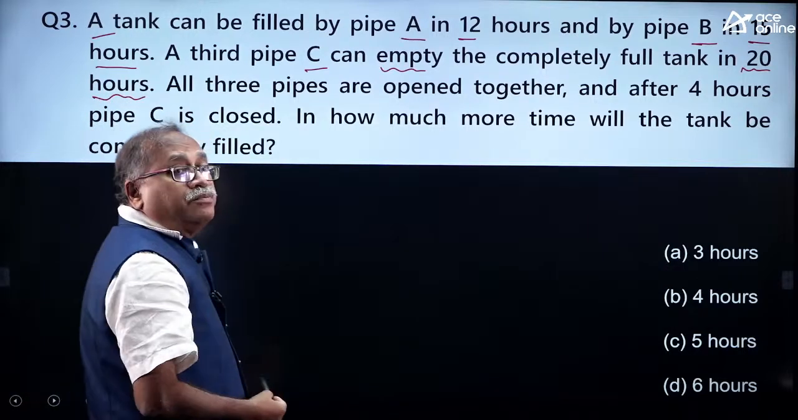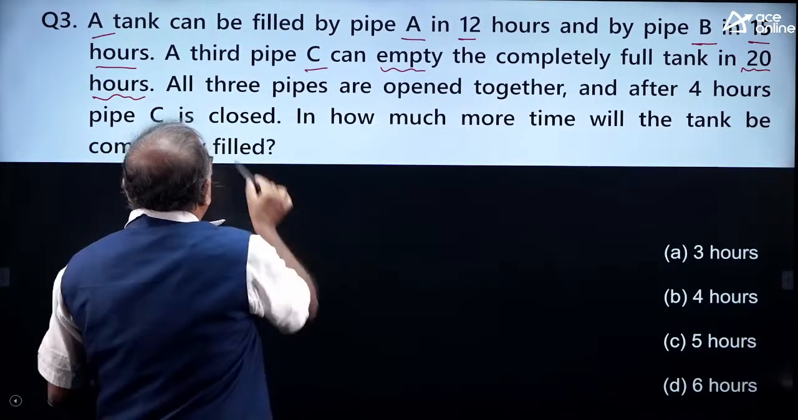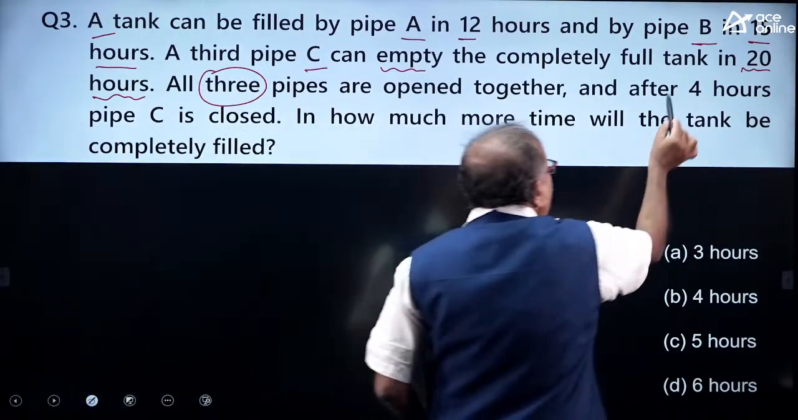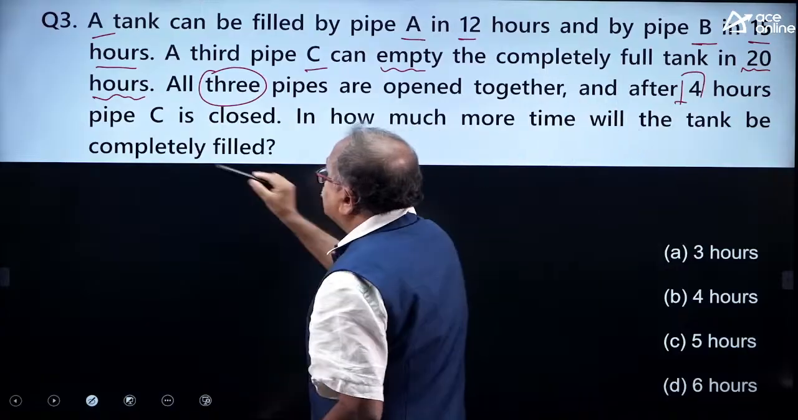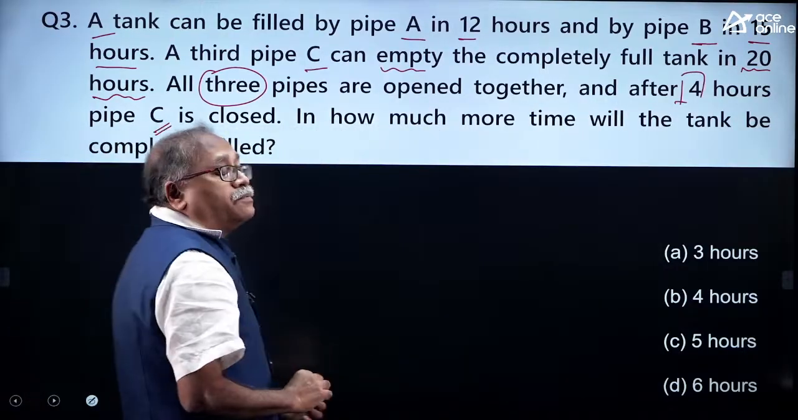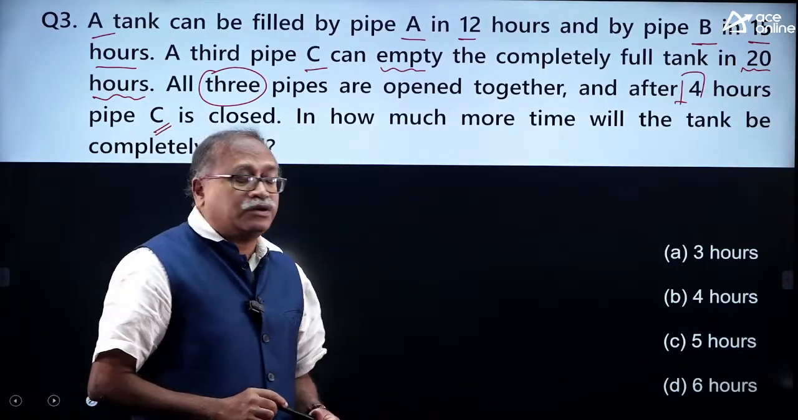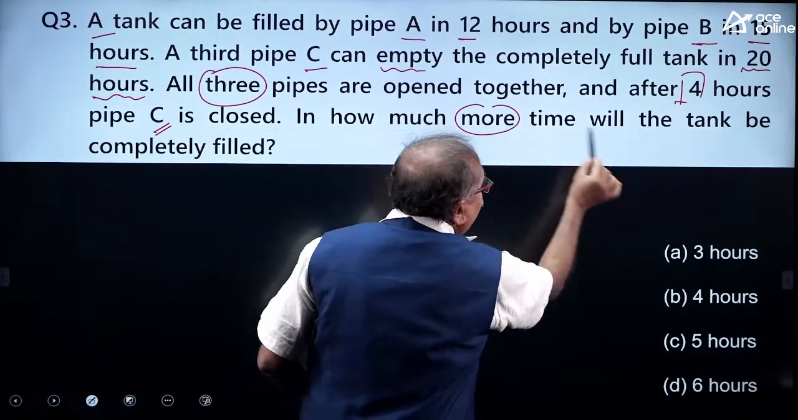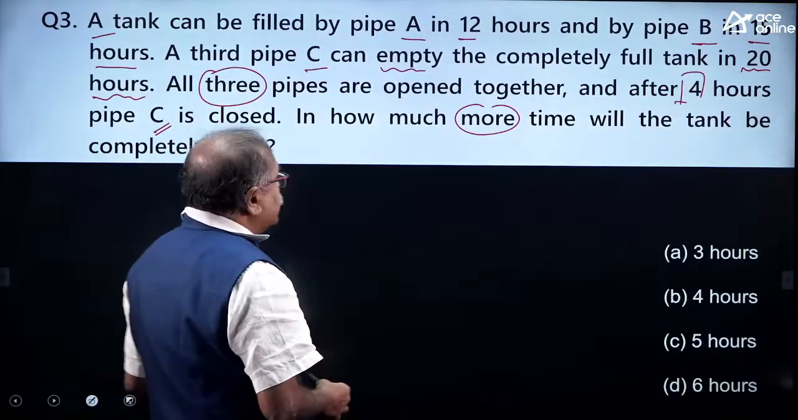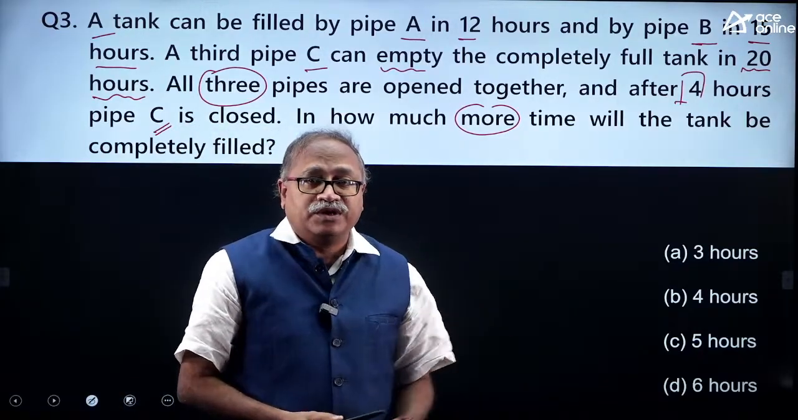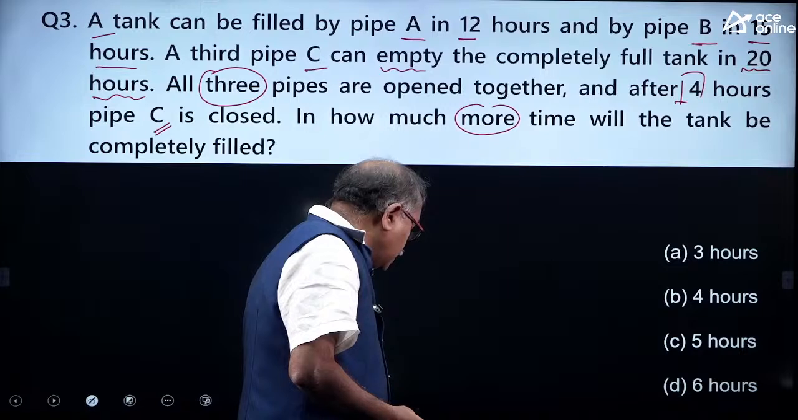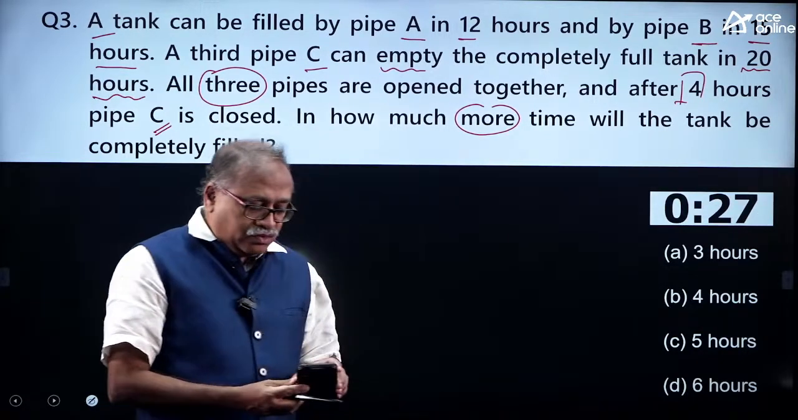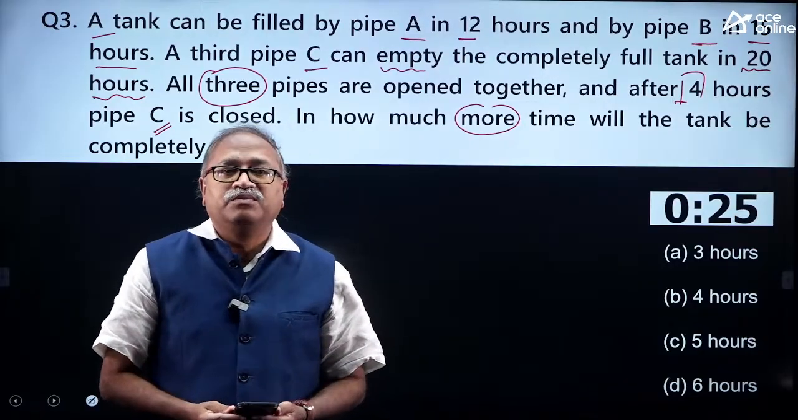Now all three pipes are open together, and after 4 hours C is closed. C is the pipe which empties the water. So C is closed. In how much more time will the tank be completely filled? Think of how to answer the question, and here is your 30-second time. I will see if some of you will be able to answer it.